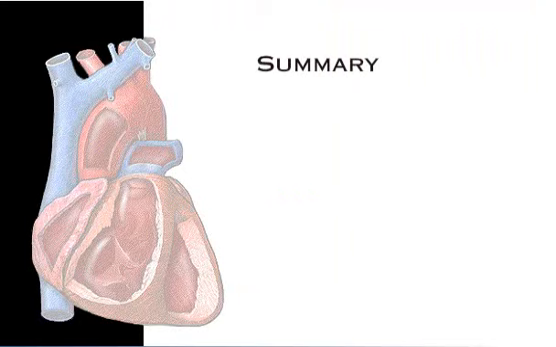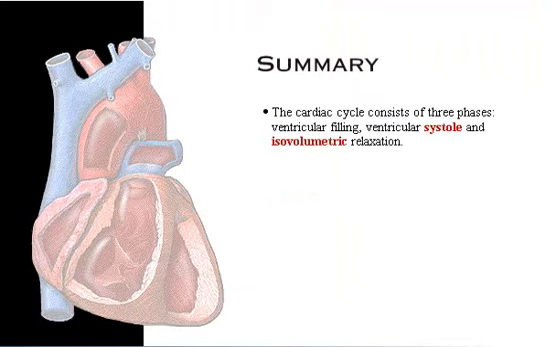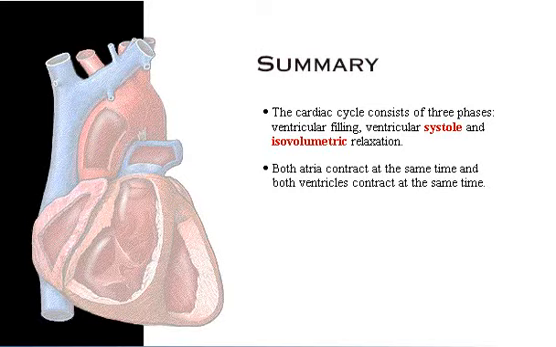Here's a summary of what we've covered. The cardiac cycle has 3 phases: ventricular filling, ventricular systole, and isovolumetric relaxation. Both atria contract at the same time, and both ventricles contract at the same time. Blood flow is controlled by pressure changes.